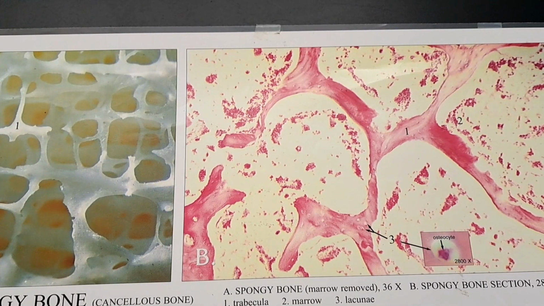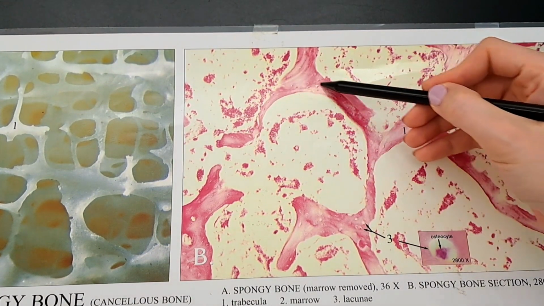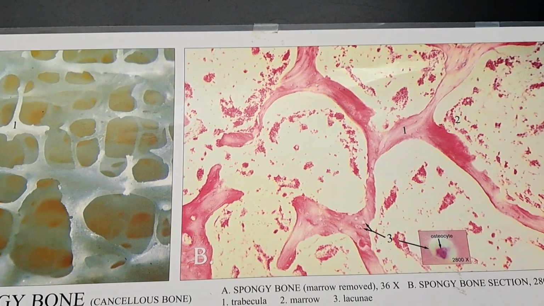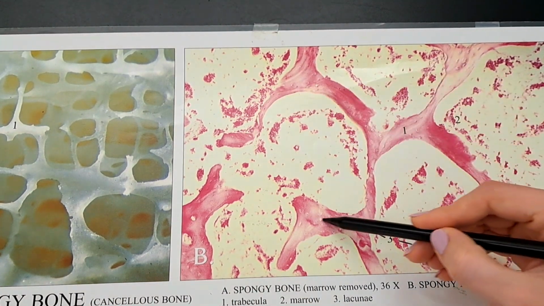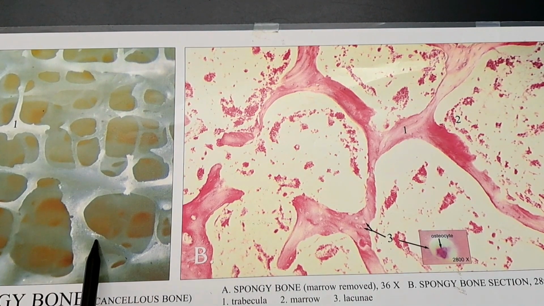Moving to the spongy bone. The spongy bone basically looks like a sponge. It consists of trabeculae. So one of the main differences between the compact and spongy bone is that in the spongy bone, you don't see osteons. Instead, you see the trabeculae. This is a lower magnification where we can see the trabeculae as well.